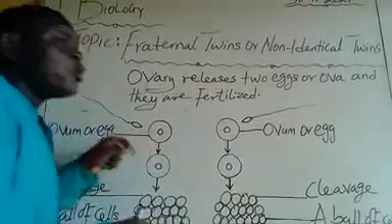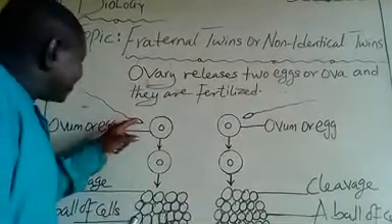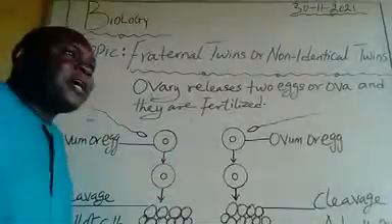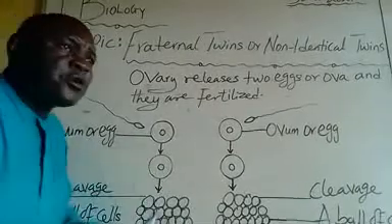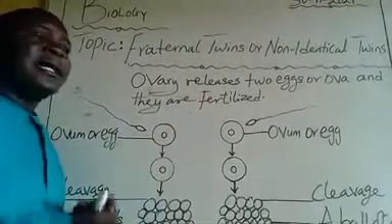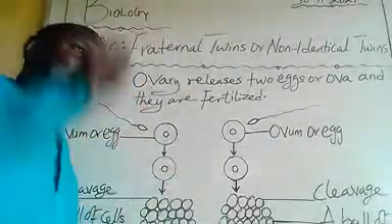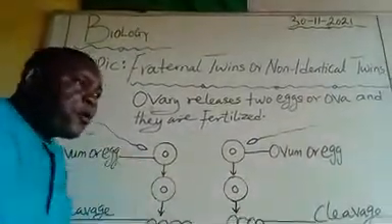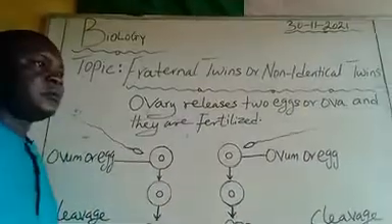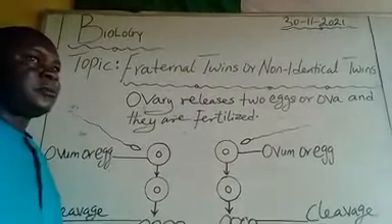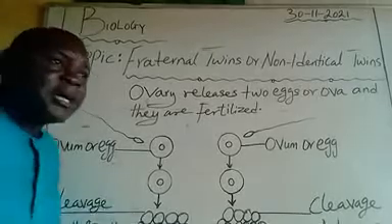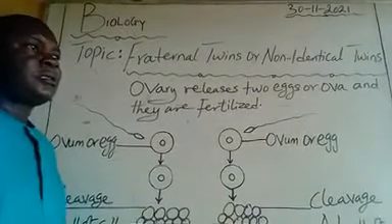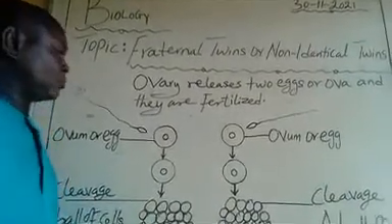The ovum has what we call a nucleus. The sperm has a nucleus also. The nucleus contains chromosomes. Chromosomes contain DNA. DNA means deoxyribonucleic acid. It's a molecule that contains hereditary information in a code form. All right?